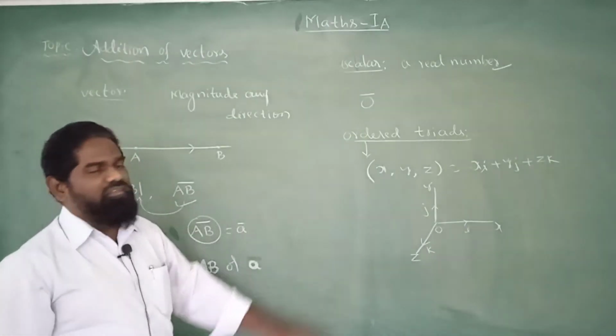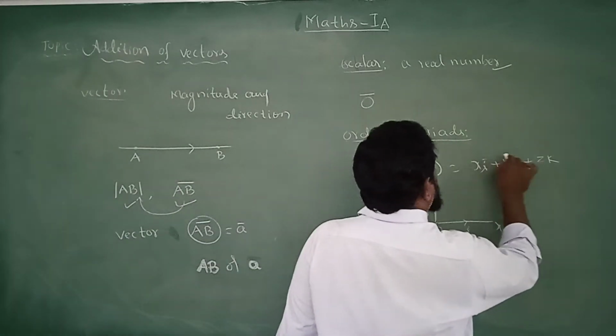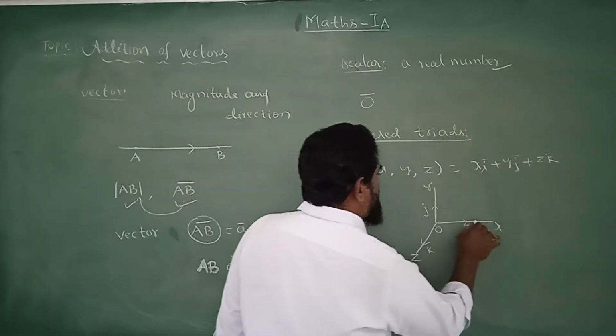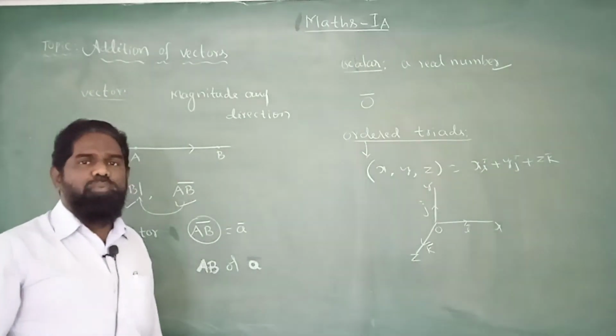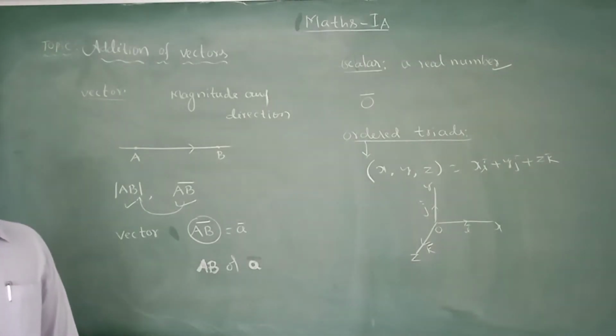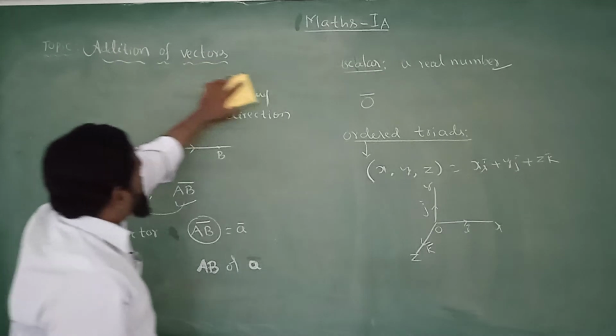That can be written as the vector x i bar plus y j bar plus z k bar. Every vector can be written with bars: a bar, i bar, j bar, k bar. It is a must to use bars for the vectors. Understand?